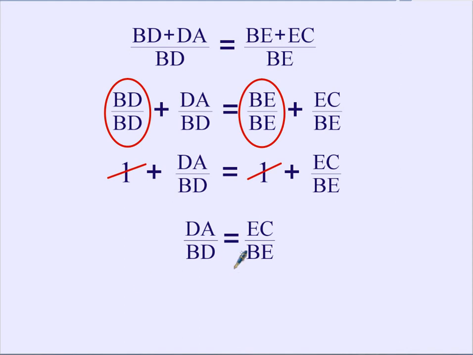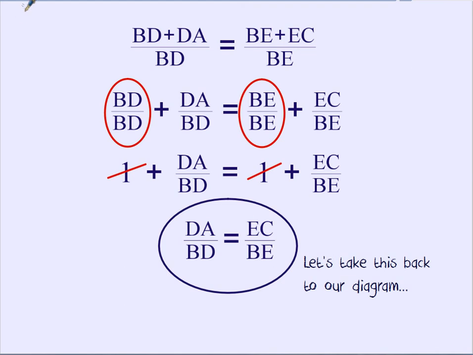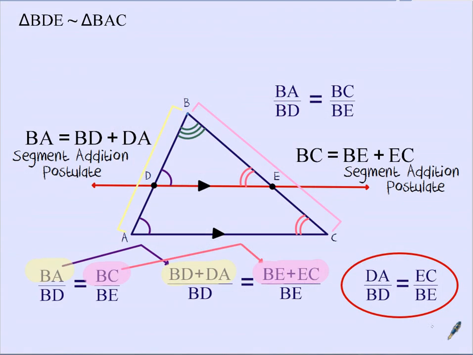Now I'm going to take whatever I'm left with and we're going to go back and take a look at our original triangle again. This is what I ended up with, right, when I simplified my proportion. And take a look at where those segments are. DA over BD is equal to EC over BE. These are called ratio segments, and they are proportional as long as these two lines are parallel.